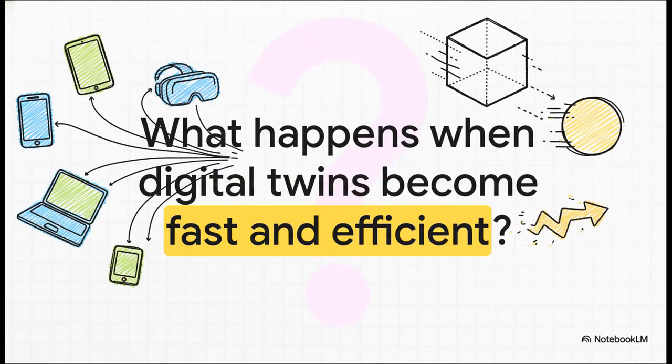And this all brings us to one final, really fascinating question. For years, the big goal was just to create a perfect digital twin of the world around us. But this research points to the next frontier. What happens when making that perfect digital copy is not only super fast, but also so lightweight and efficient that it can run on any device anywhere? That's when things start to get really interesting.